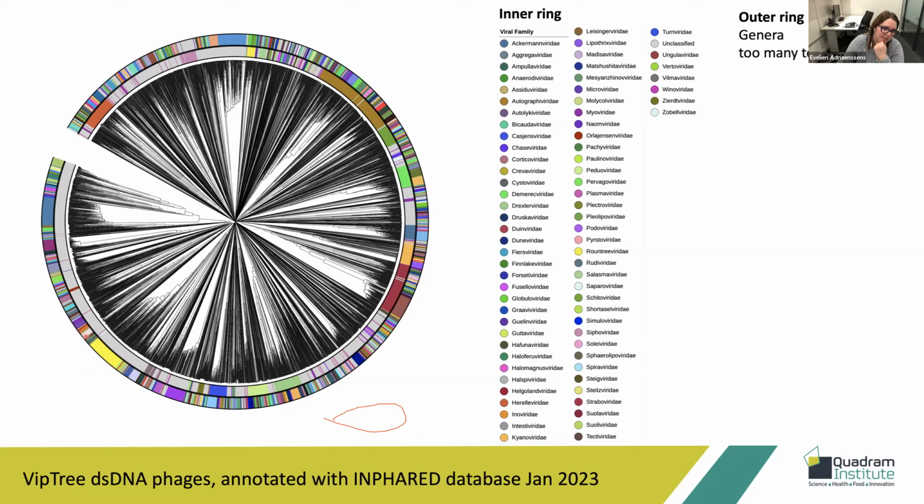But for example, this is the genus Chaoctovirus. So looking at a lot of phages that belong together here, maybe it might not be too difficult to create a family for these. So this is the kind of stuff that we're working on right now.